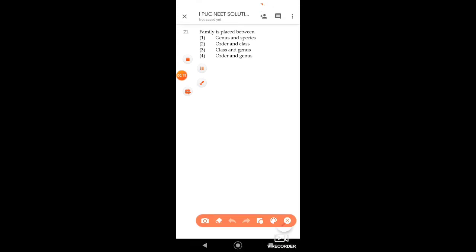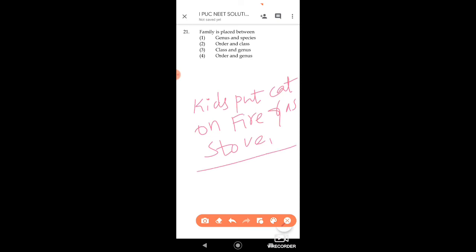Next question: family is placed between genus and species, order and class, or class and genus, order and genus. Okay, dear students, let me give you one shortcut here. Remember, Kids Put Cat On Fire Gas Stove. This is a sentence. Now consider the first letter of each word, so you will get to know the classification hierarchy. So you can just write down, Kids Put Cat On Fire Gas Stove.